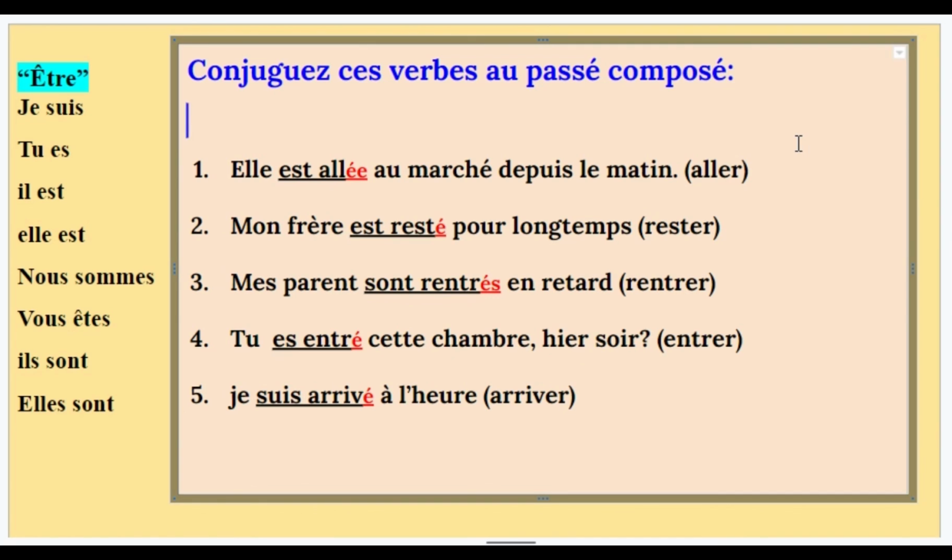Okay, so you can see how to conjugate the verb au passé composé using the auxiliary verb être. So we have to read it again, okay? Elle est allée au marché depuis le matin. She went to the market since morning. Mon frère est resté pour longtemps. My brother stayed for a long time. Mes parents sont rentrés en retard. My parents came back late. Tu es entré cette chambre hier soir. Did you enter that room yesterday evening? Je suis arrivé à l'heure.